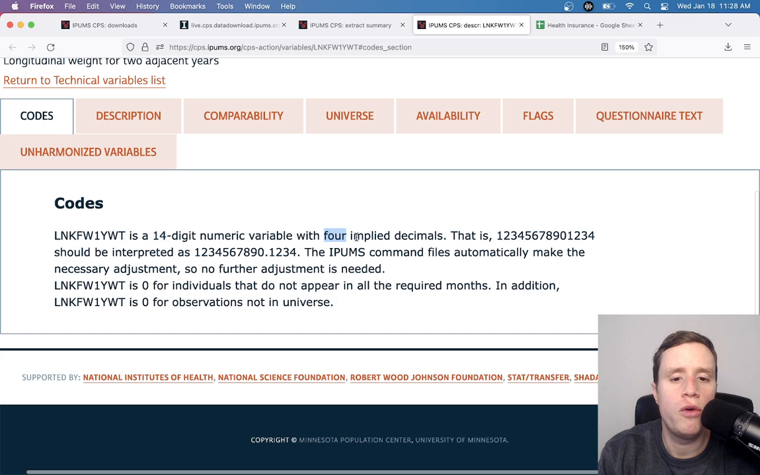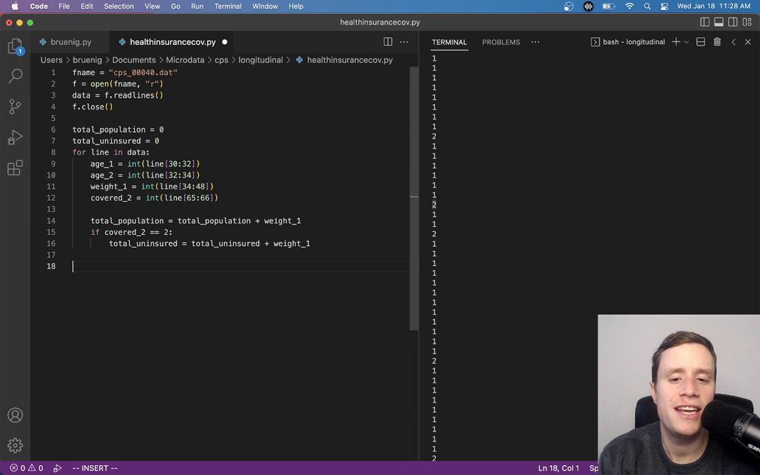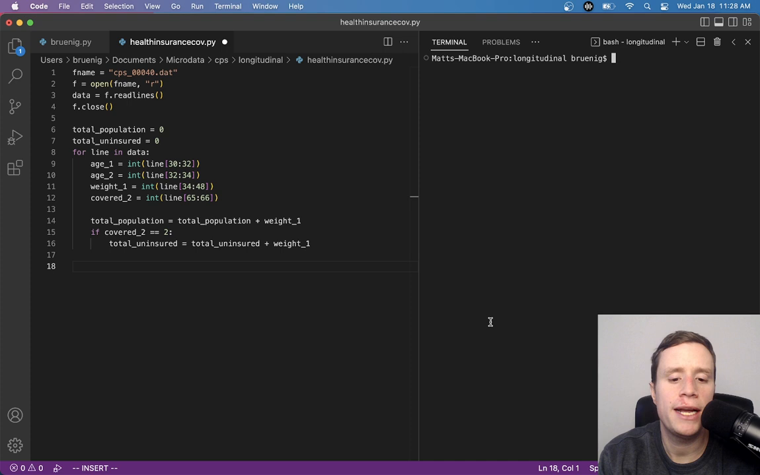Notice it says that there are 4 implied decimals. So that means that you're going to want to divide by 10,000 at the end to get the actual weighted number. But like I said already, that number is really not going to be all that useful because it doesn't match the total population. But anyways, we'll do the total population divided by, and then we do 4 zeros, 1, 2, 3, 4. Total uninsured, 1, 2, 3, 4. And then we'll print this. Well, let's just print this for now. There we go. All right.